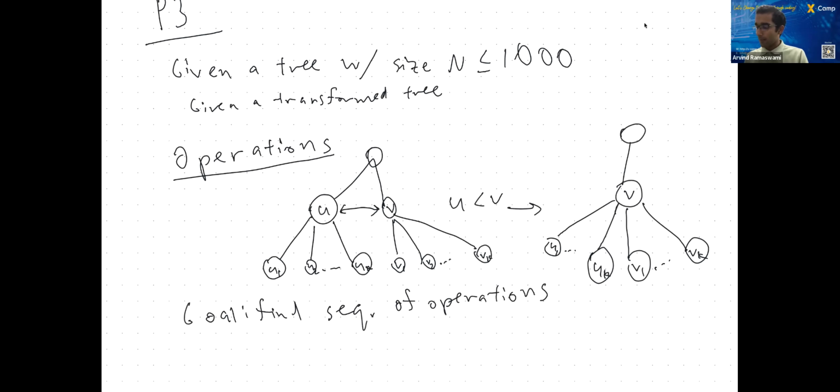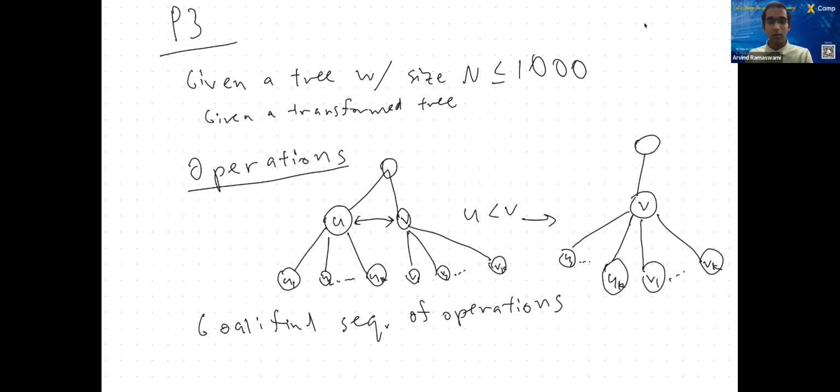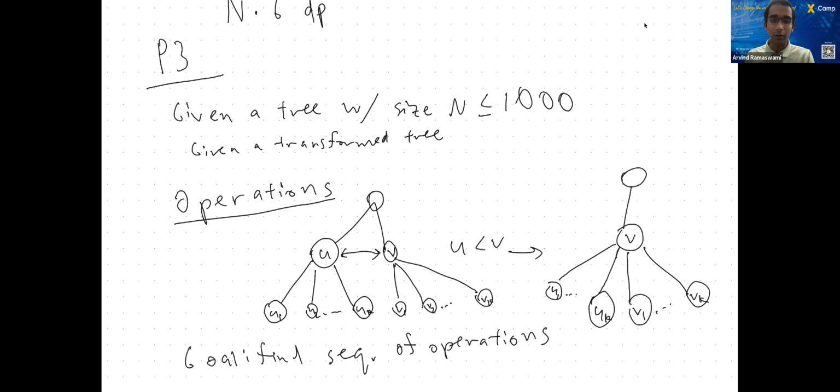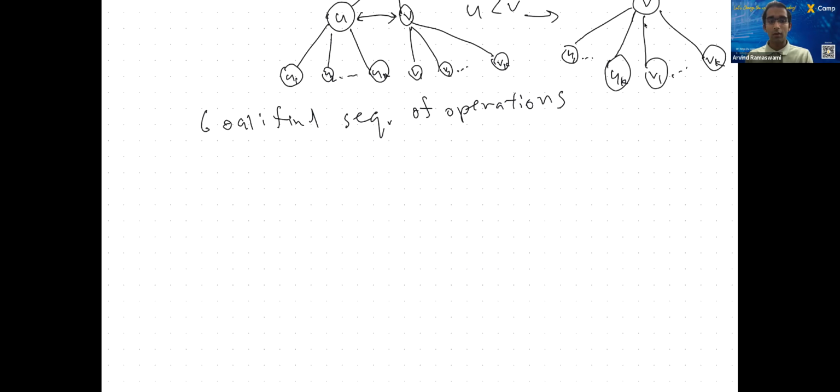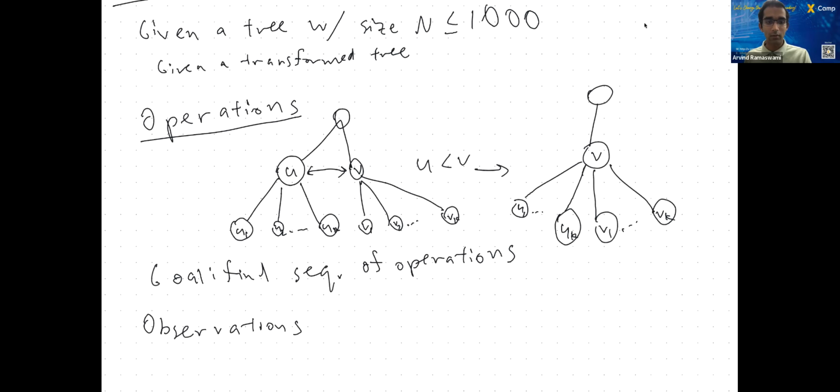Okay, so basically, there are a couple of observations we can make. Feel free to interrupt if you have any questions or comments, but some observations: when you merge two nodes, they have to be of the same depth. When merging U and V, they need to have the same depth.